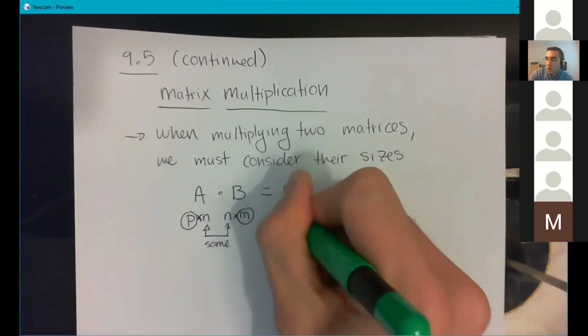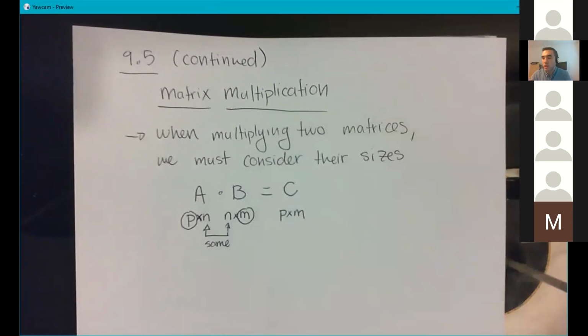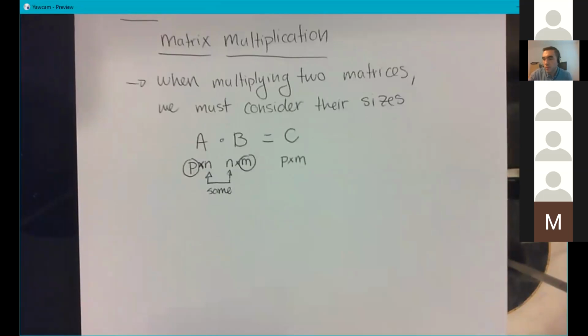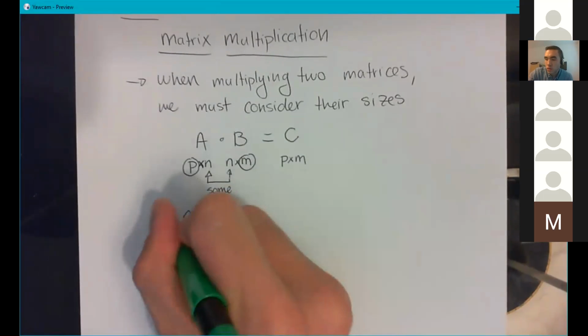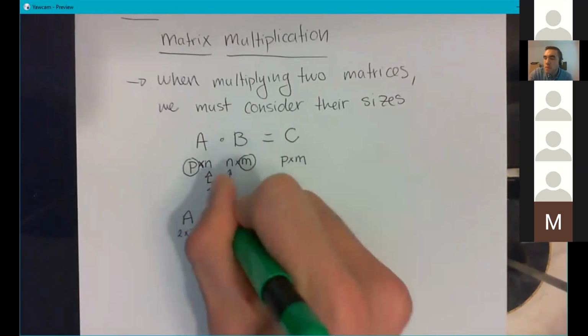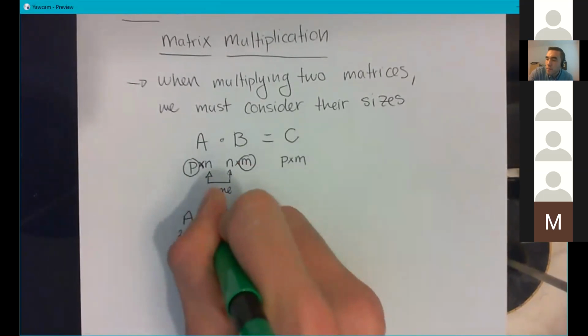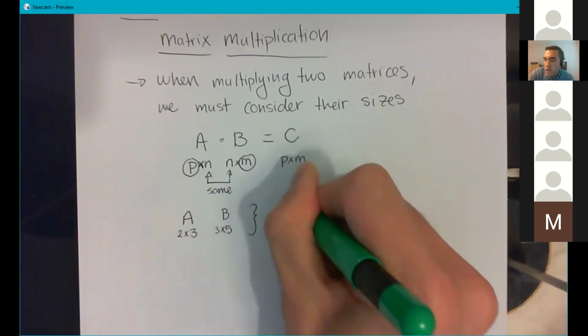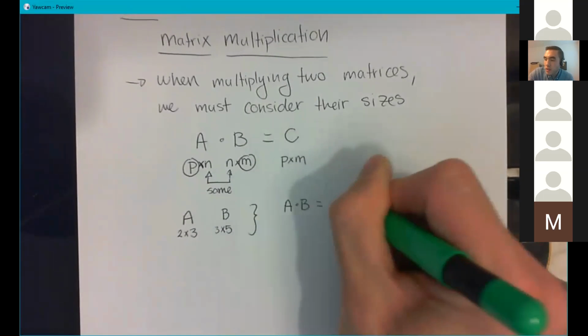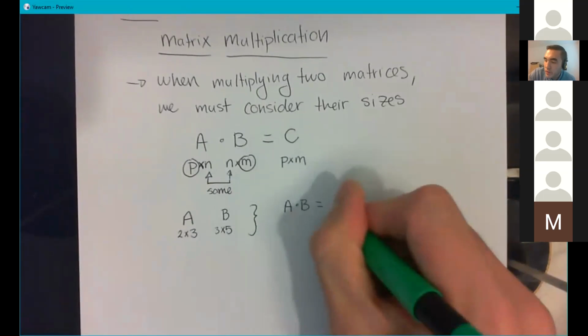So we know that matrix C here will be P by M in size. Just because sometimes it's not the easiest thing to see what this is talking about with just variables, if matrix A had some size 2 by 3, and matrix B had some size 3 by 5, right? Then if I were to do A times B, this would give us back some new matrix C, which was 2 by 5 in size.